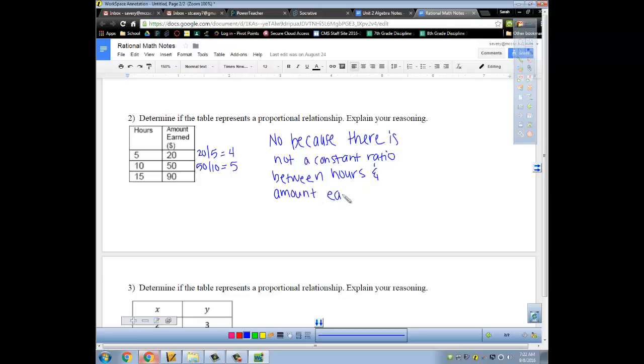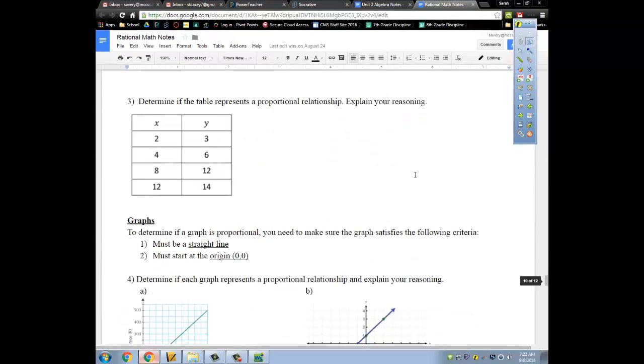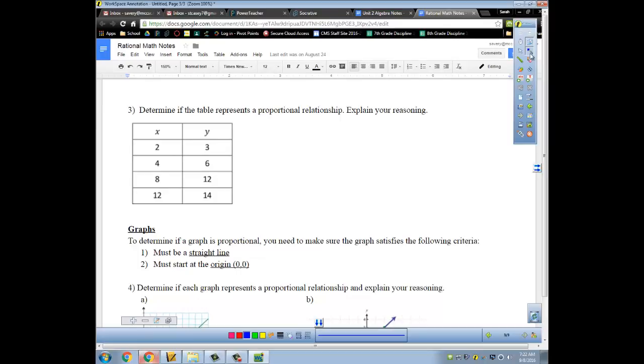So it's really good to be very specific with your answers. Use the words that they use. So we are comparing hours and amount earned. So not a constant ratio between hours and amount earned. On the next page, we're going to look at one more table before we get into graphs. So for number 3, still figuring out if it's proportional and explaining our reasoning.